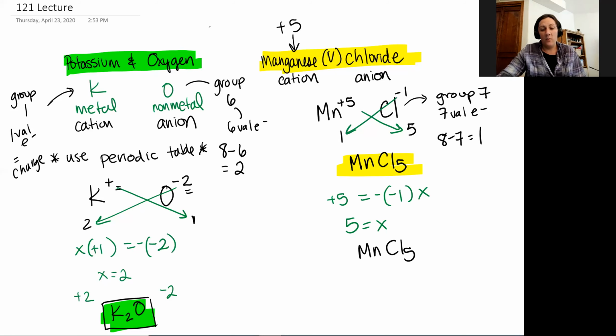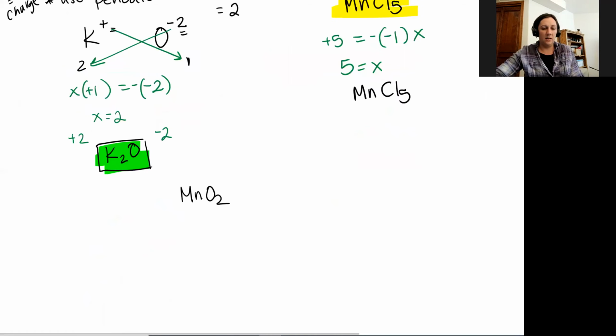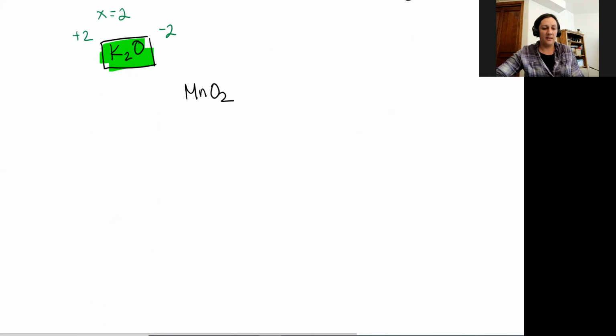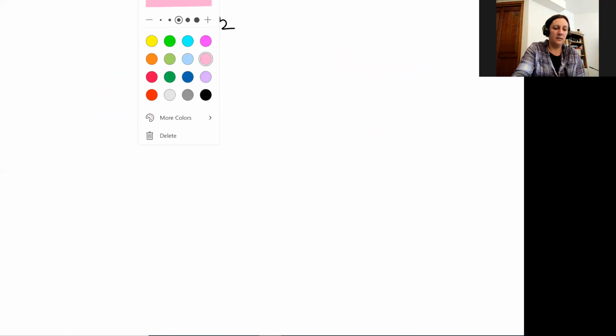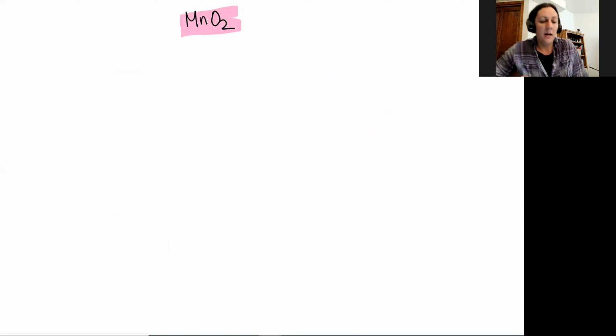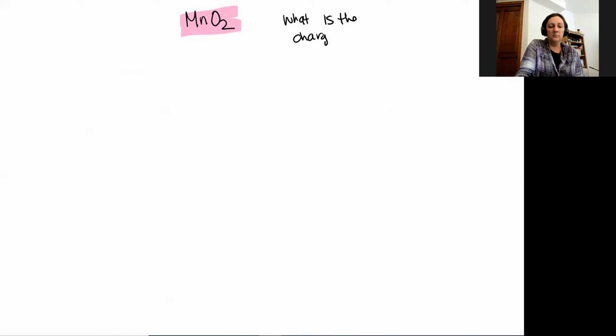All right, now I want to take a look at working backwards, and here's my example, manganese oxide. So in this case, I have the chemical formula, and my question is, what is the charge on the manganese? So manganese is a transition element, so it can be lots of different things. So I can't rely on the periodic table to determine what that charge is.